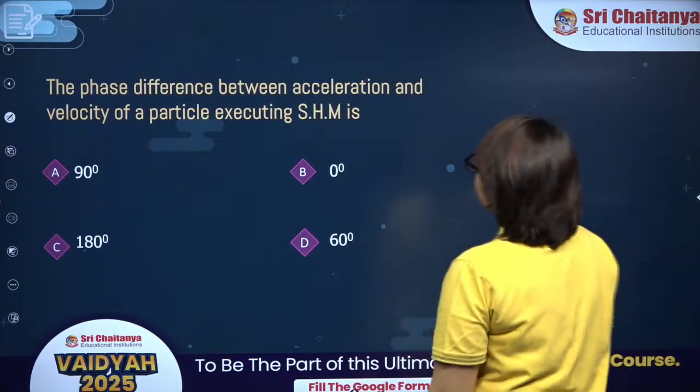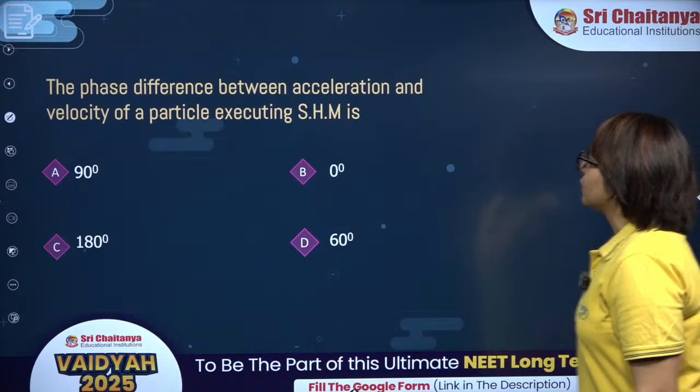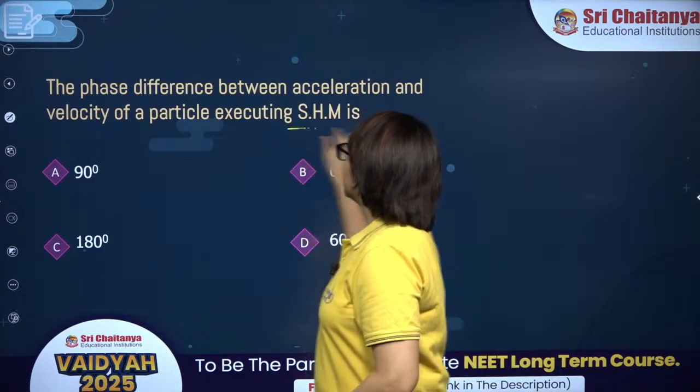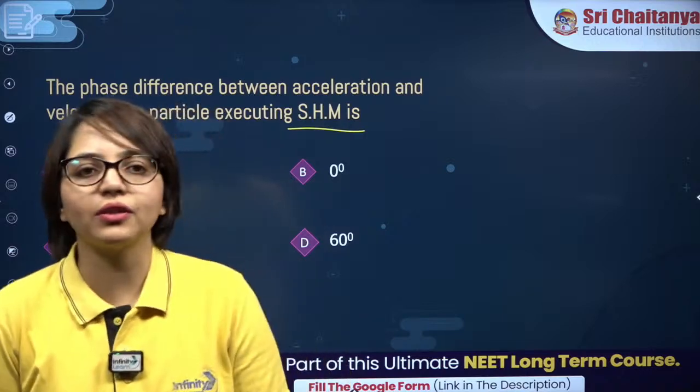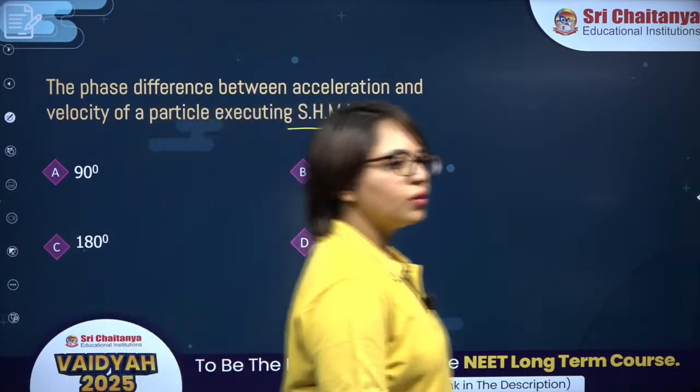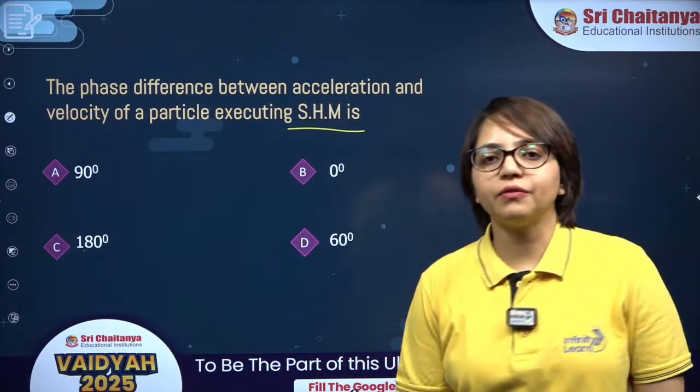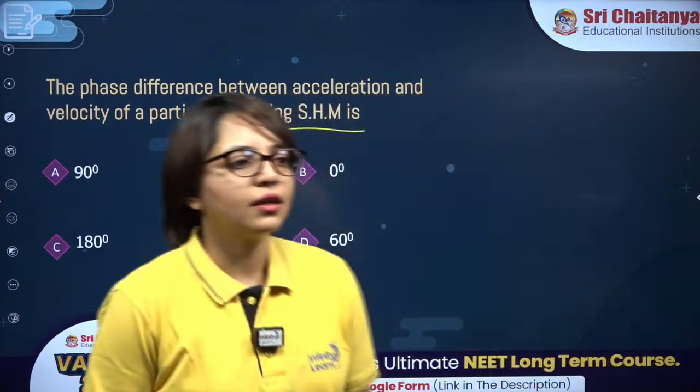Alright, let's move on to the next one. The phase difference between acceleration and velocity of a particle executing SHM is. What is the phase difference between velocity and acceleration in SHM?